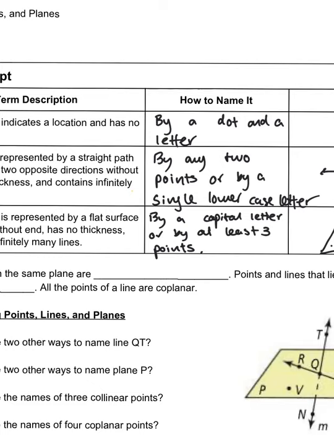Points that lie on the same line are collinear. Okay, they are collinear. And points, or points and lines, that lie in the same plane are coplanar. Okay, coplanar. And all of the points of a line are coplanar.